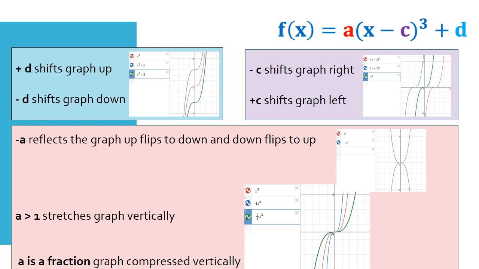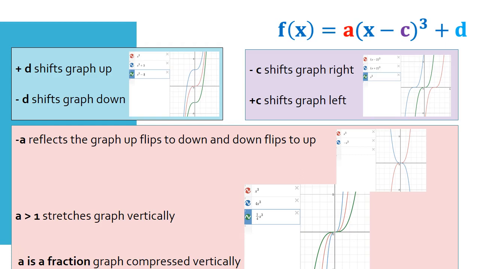So let's start with the parameter D. D shifts your parent function up or down D units. Next, let's take a look at C. If you have x minus some C value, then it is shifting it to the right C units. If you have x plus some C value cubed, then it is shifting it to the left 3 units.